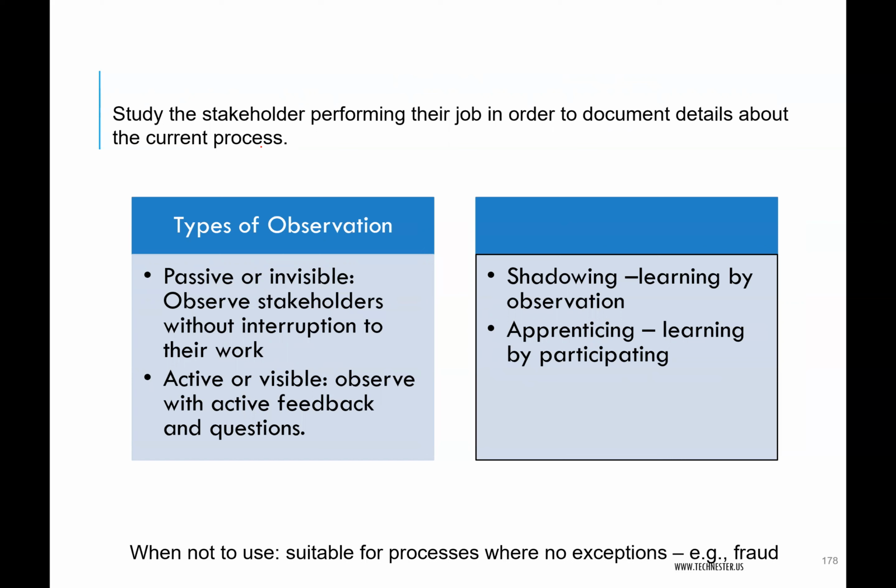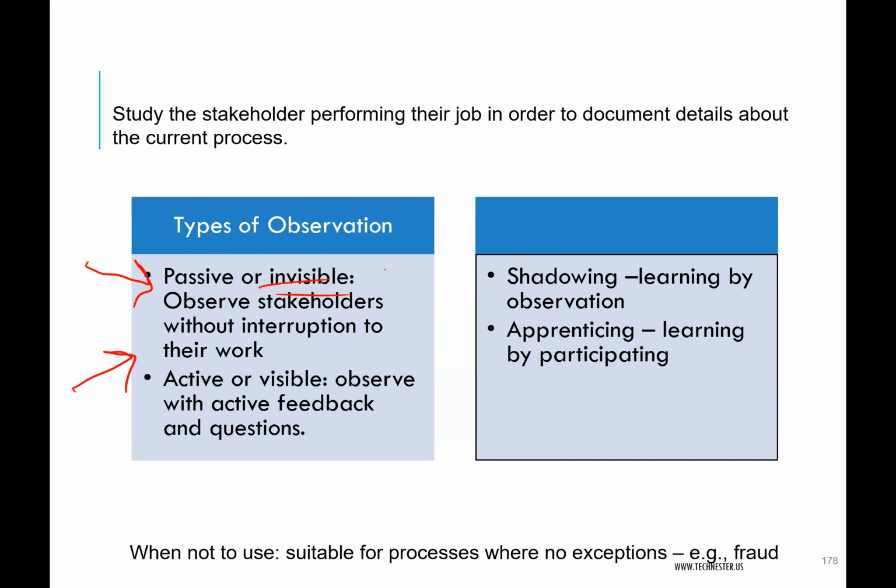Again, there are two types of observation. You can have passive observation and active or visible observation. Passive observation, or invisible observation, is observation that you are doing without interrupting the stakeholder. So you are like a fly on the wall. You know, when a fly is on a wall in a room, as long as they're on the wall, they are not disturbing the people in the room. But they can hear what is going on. They can see what people are doing with their complex eyes, but they are not interrupting.